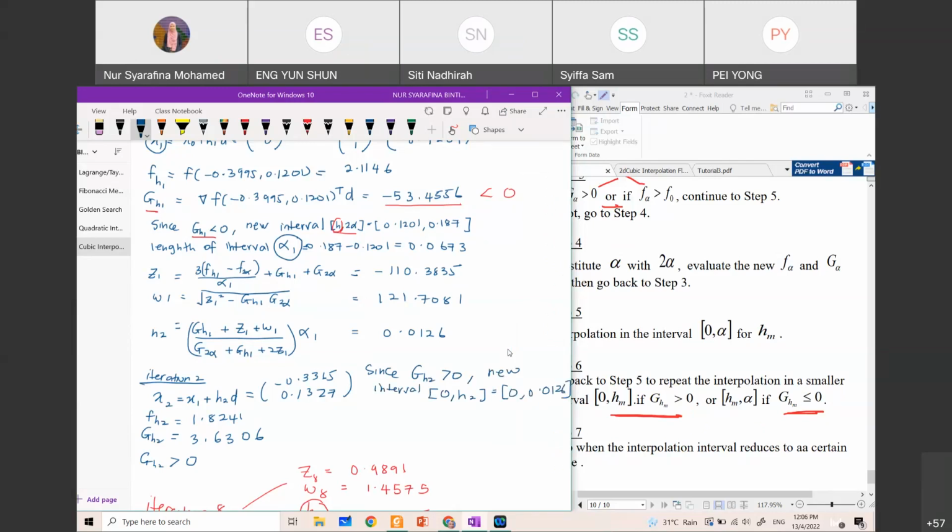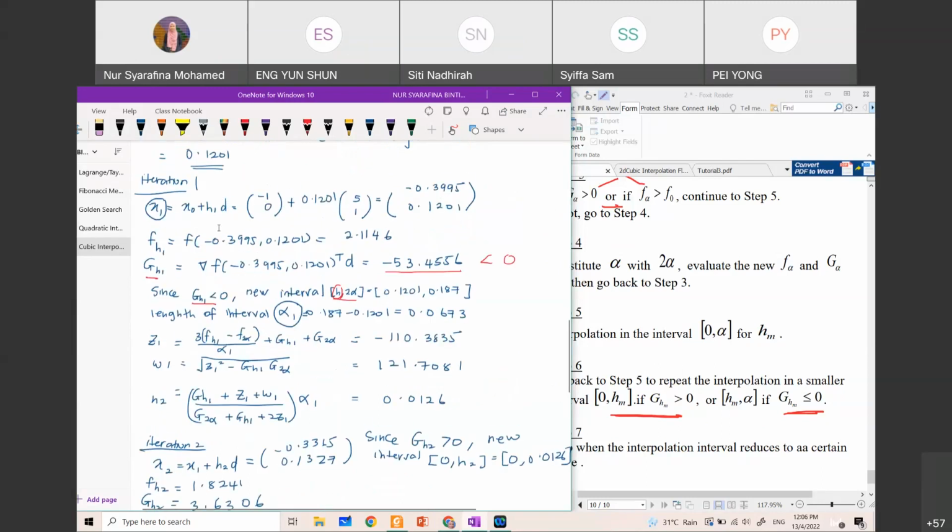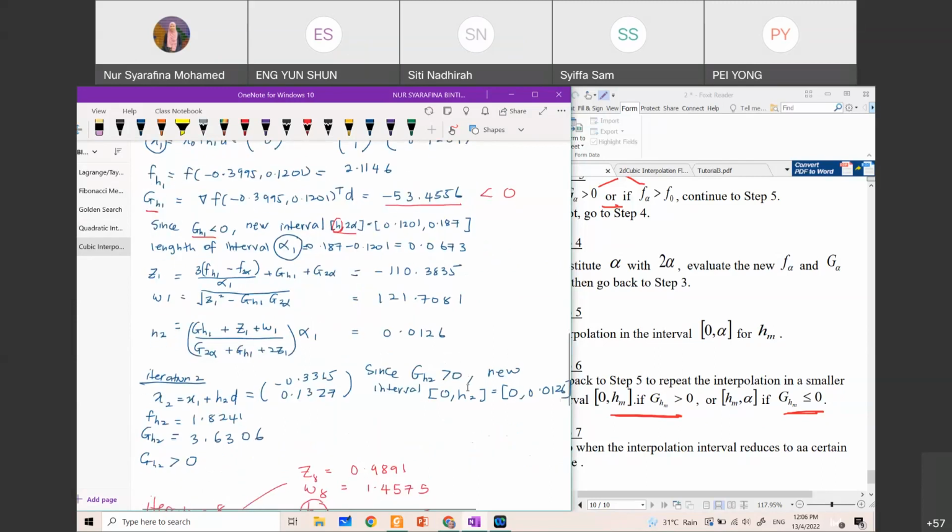And as you can see, the new interval in iteration 2 is different from the new interval in iteration 1, where it is H to alpha. But here you use 0 to H2. Understand or not? So now, this is your alpha 2. Then proceed to find Z2, W2, H3. Okay? Clear now?